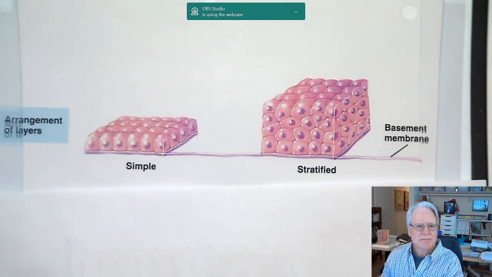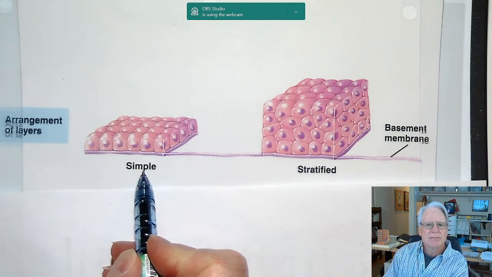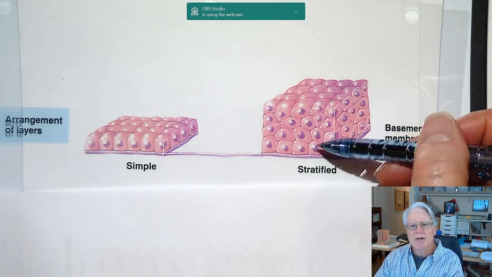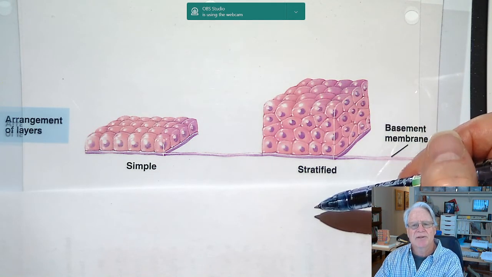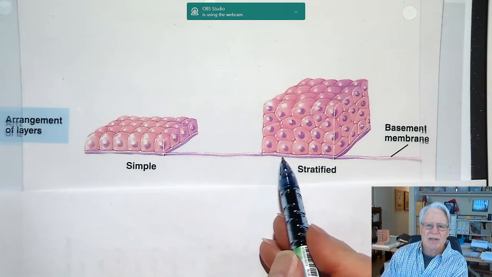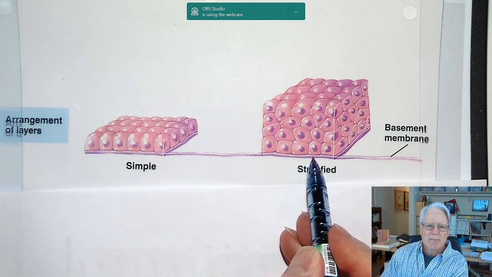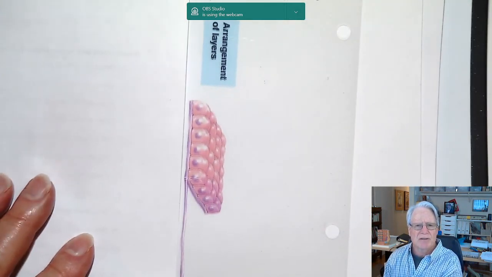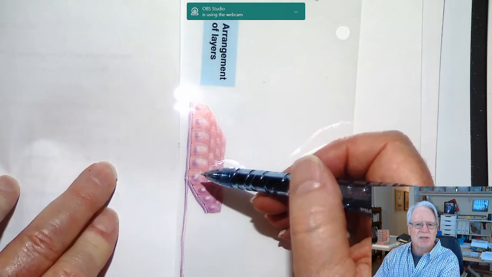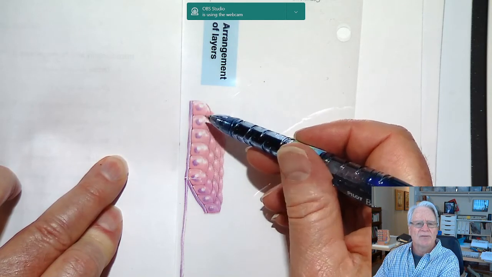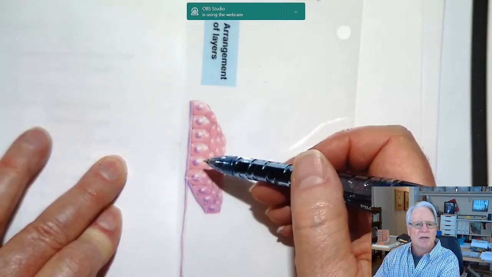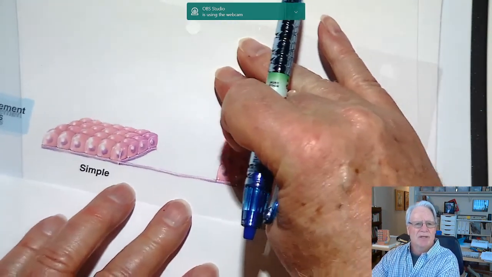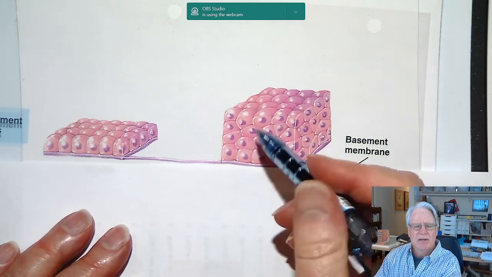Then we have different layers. So here we have a single layer that's called simple. Here we have multiple layers that's called stratified. And here you can see I got 1, 2, 3, 4 layers. But before I could count those, I had to know where the basement membrane is. Because observe, if I do this, and remember when you're looking through a slide, it's not going to be nice and neat. It's going to be at different orientations. I might be able to say, oh, look at this. 1, 2, 3, 4, 5, 6. Oh, that's stratified. No. Why? Because I have to find that basement membrane first and then count up from that point. And if I do that, I only have a single layer.